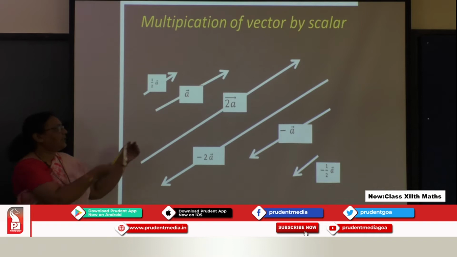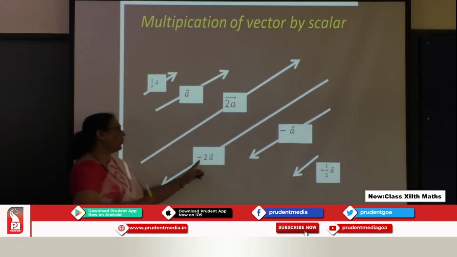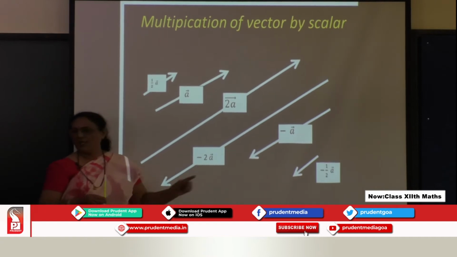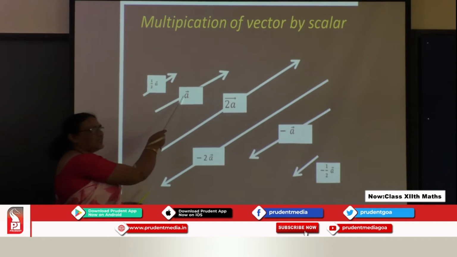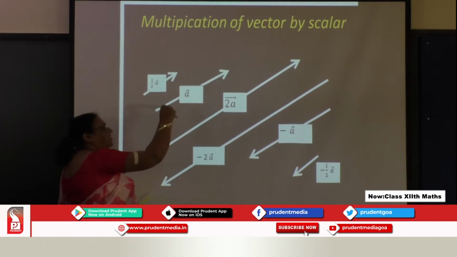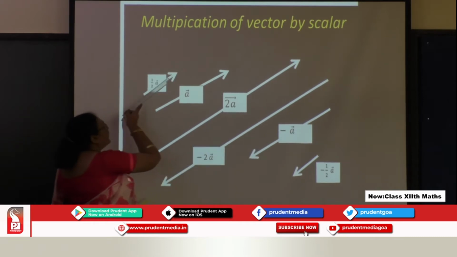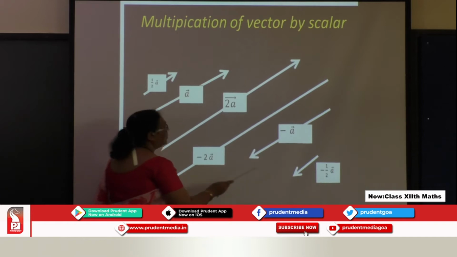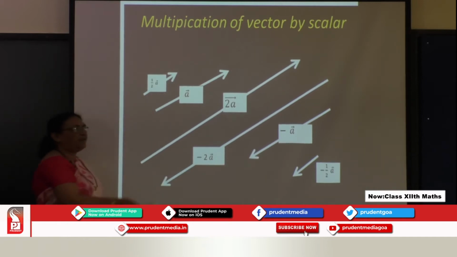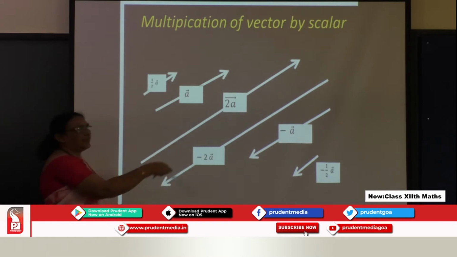Now, same vector 2 times A, you can reverse like this, the direction will change and you will get minus 2 times A. Same way if you reverse this vector A, the direction is changed, magnitude is same, you will get minus A. If you change the direction of half of A, you will get minus half of A. So, all these are parallel vectors, when we multiply vectors by a scalar, they are parallel to each other.